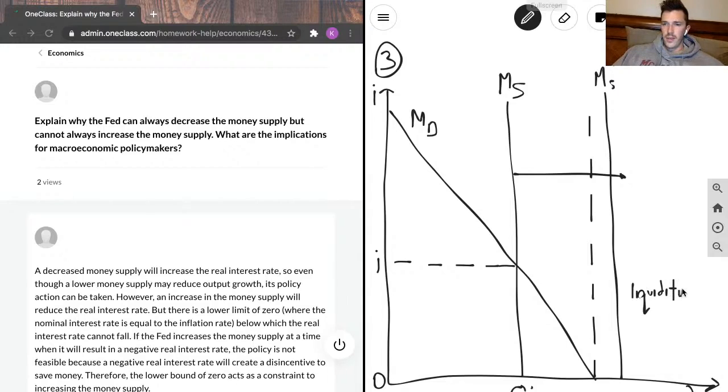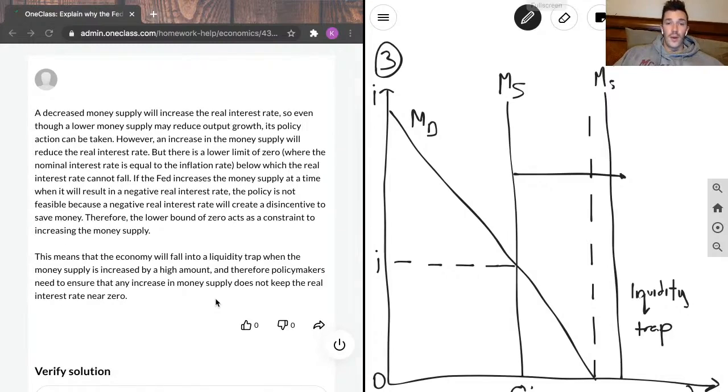Our junior tutor did an excellent explanation of this, so I'll go back over it in a second. So in summary, this means that the economy will fall into a liquidity trap when the money supply is increased by a high amount, and therefore policymakers need to ensure that any increase in money supply does not keep the real interest rate near zero. So again, once we move it too far to the right, once we increase the money supply too much, we reach a point where increasing it any further makes no changes to the interest rate, and we find ourselves in a liquidity trap.